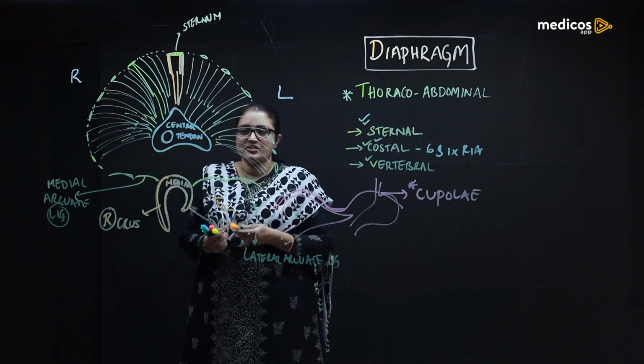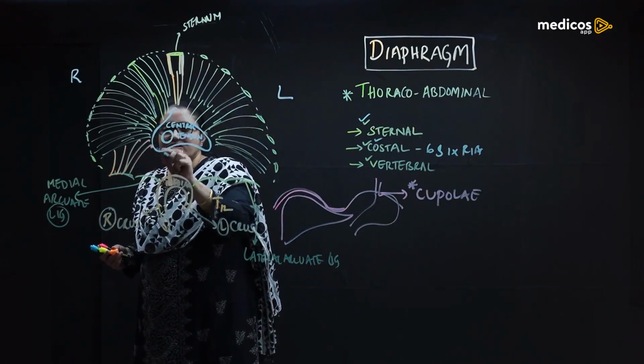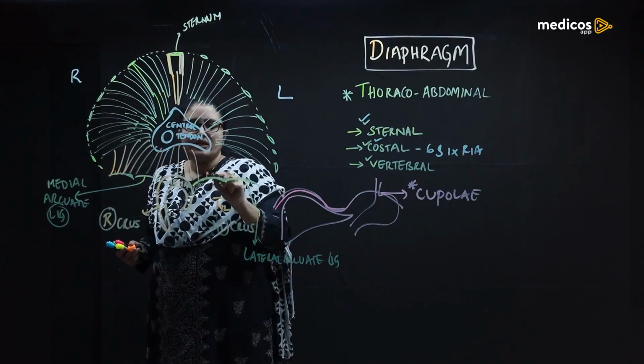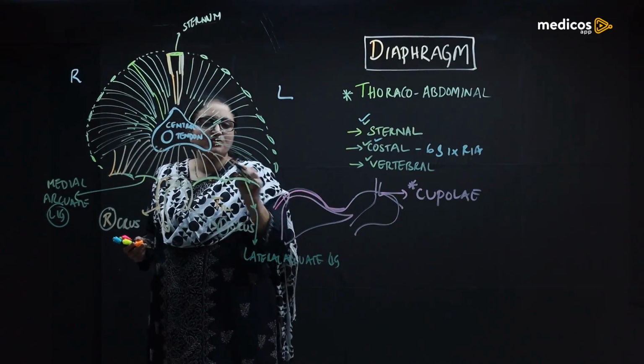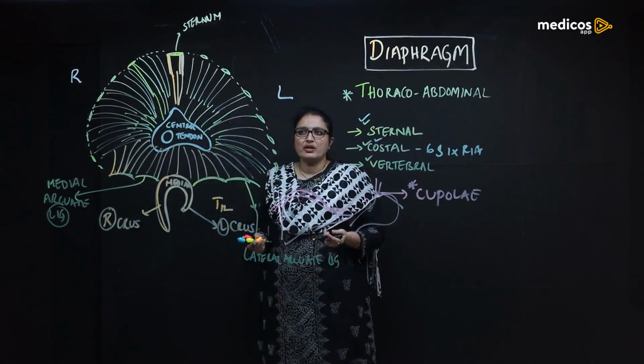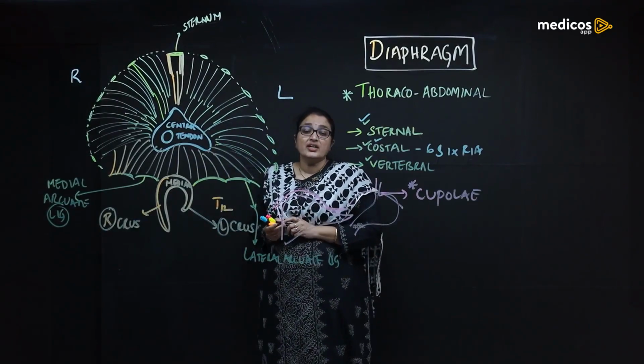Fibers also arise from these arcuate ligaments and reach the central tendon. So ultimately all these fibers, arising from the costal margin, sternum and vertebrae, reach the central tendon and get inserted into it.